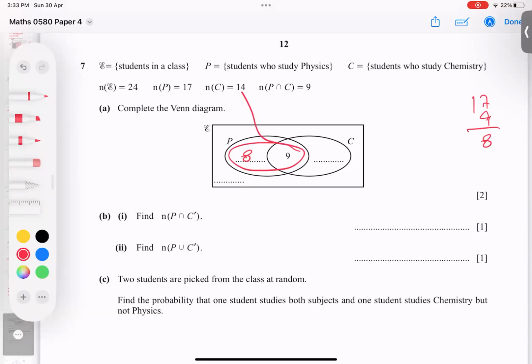Look at here. If you add them, 17 comes, correct. Now the C circle is 14. So from 14, subtract 9. 5. 5 comes here. So clear. And look, if I add, 14 comes. And what is the outside member count, students? Add them all. How come? Add 5 plus 9 is 14. 14 plus 8, 22. And 22 subtract from 24. So 2 members are outside.